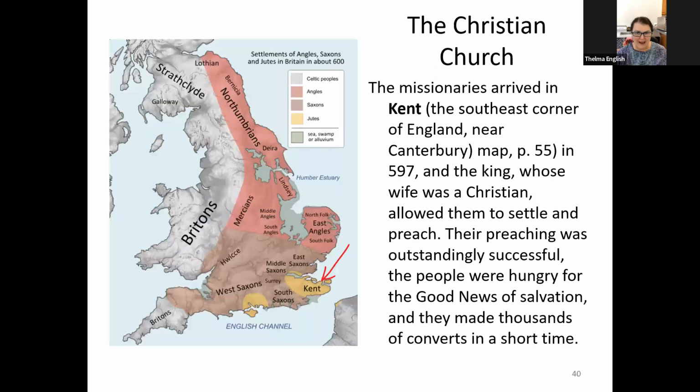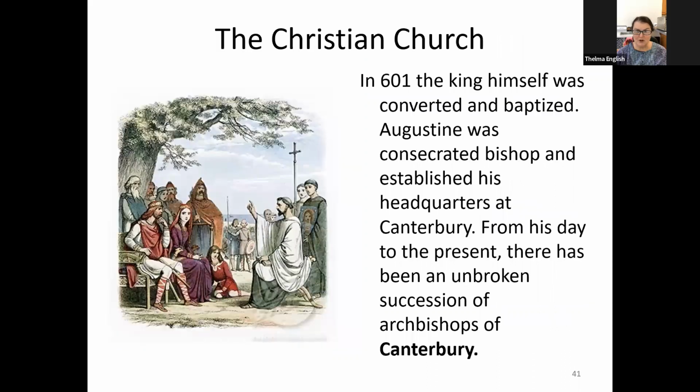And so what do they find? The missionaries arrived in Kent. That's the southeast corner of England. I've got a red arrow there for you, near Canterbury. I've been to Canterbury Cathedral. It's a cool place to go. And the king, whose wife was a Christian, allowed them to settle and preach. Their preaching was outstandingly successful. The people were hungry for the good news of salvation, and they made thousands of converts in a short time.